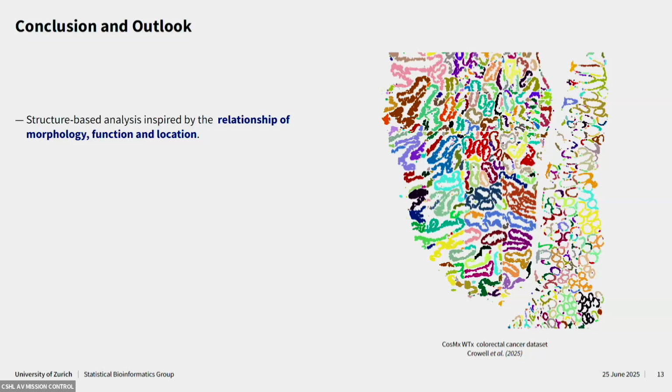So to summarize, I think structure-based analysis is very interesting because it's inspired by this relationship of morphology, function, and location. And the challenges are that there is a large variety of anatomical structures. They have different complexity. Here is an example of a colorectal cancer dataset. So this is epithelium in the colon. And as you can see here, everything is a bit more complicated. Reconstruction of these individual epithelial structures is way more challenging.